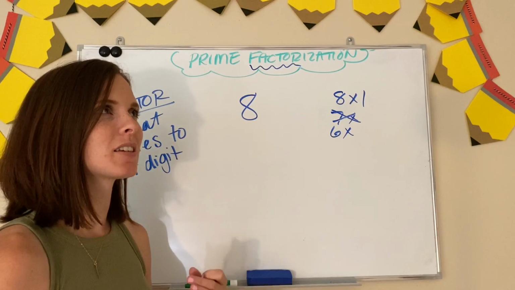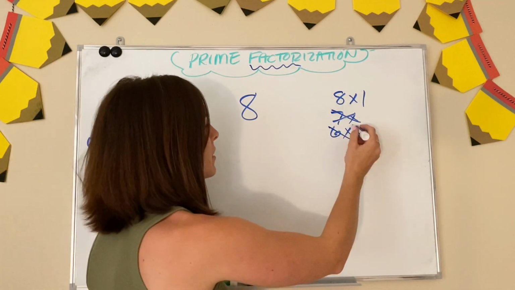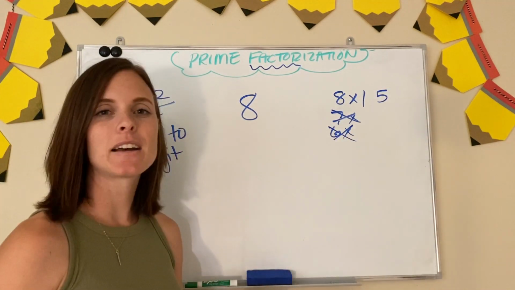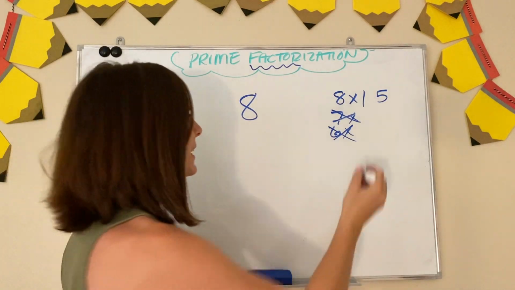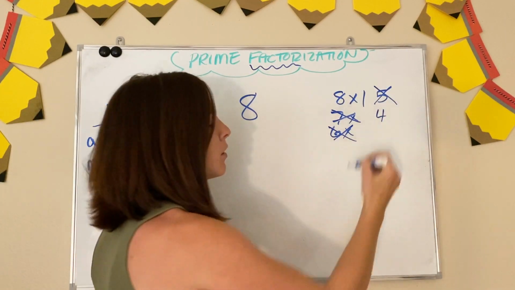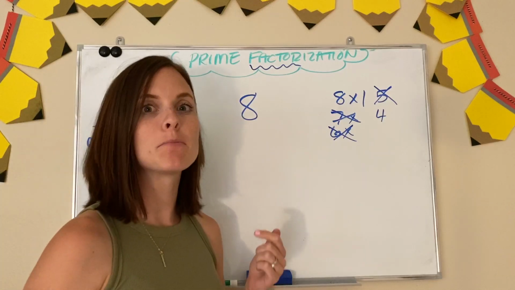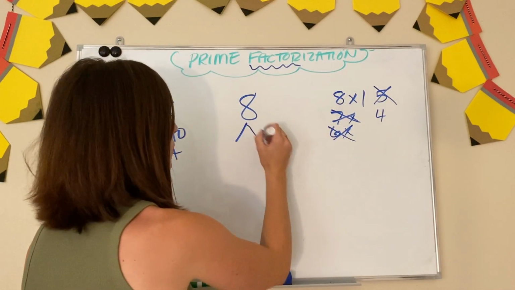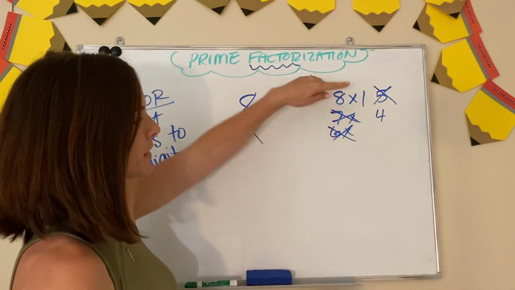How about 6? Is 6 a factor of 8? 6 times 1 is 6. 6 times 2 is 12. Nope. How about 5? 5 times 1 is 5. 5 times 2 is 10. Nope. How about 4? 4 times 1 is 4. 4 times 2 is 8. Okay, so we're going to go with the biggest one we have.